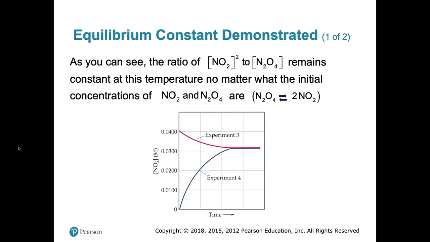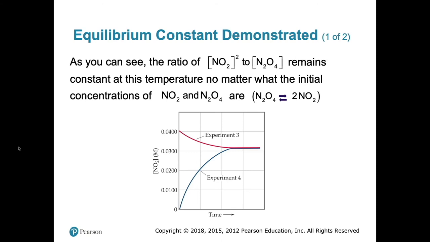So let's look at this now. This is it demonstrated right here, the last slide demonstrated. As you can see here, the ratio of the concentration of nitrogen dioxide squared to the concentration of dinitrogen tetroxide remains constant at this temperature, no matter what the initial concentrations of nitrogen dioxide and dinitrogen tetroxide are, right? Because it's a reversible reaction.